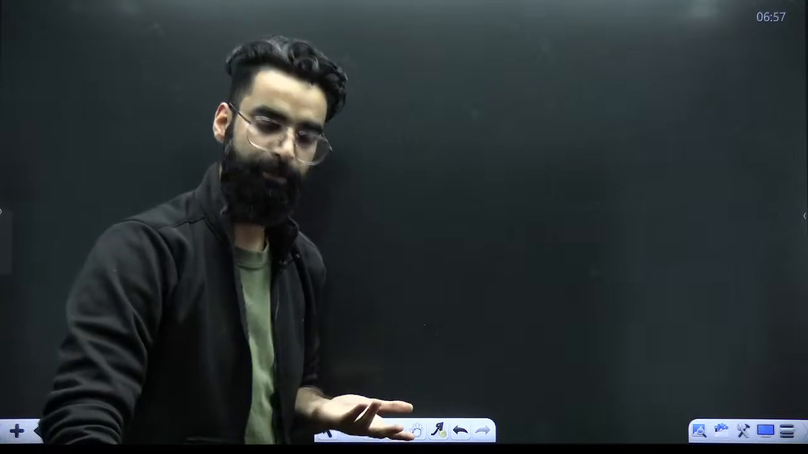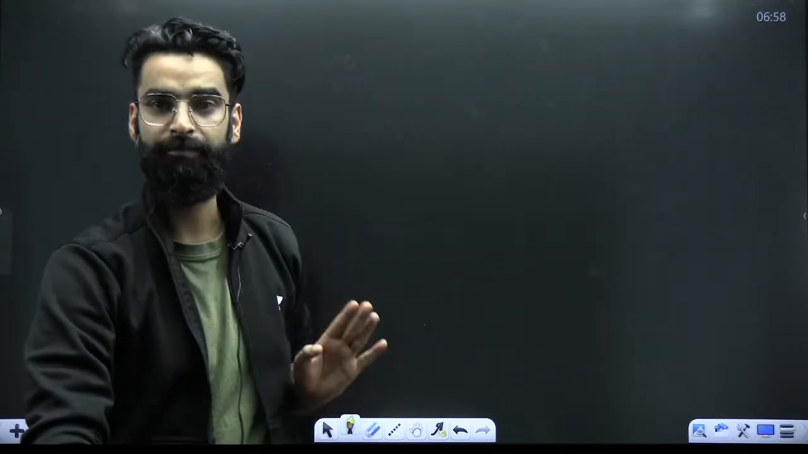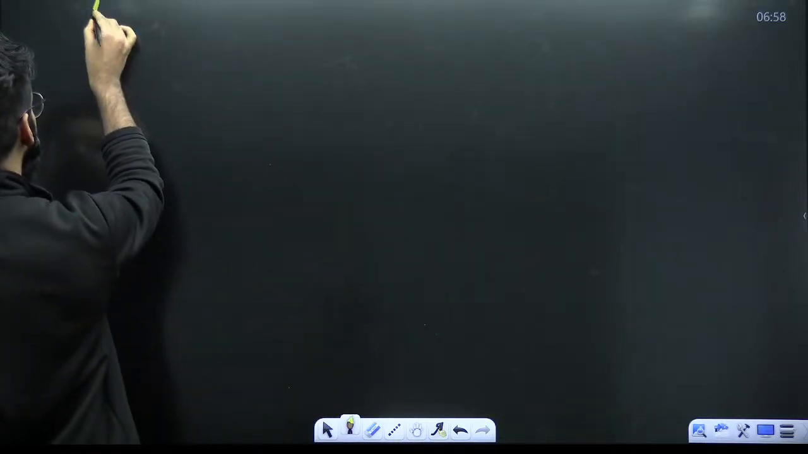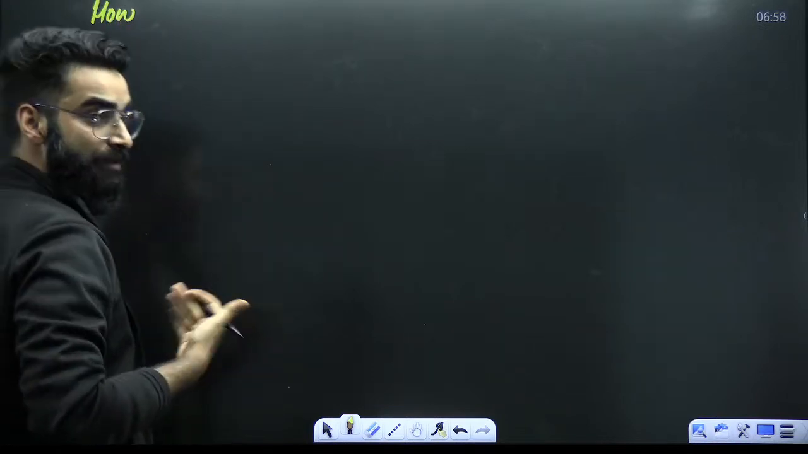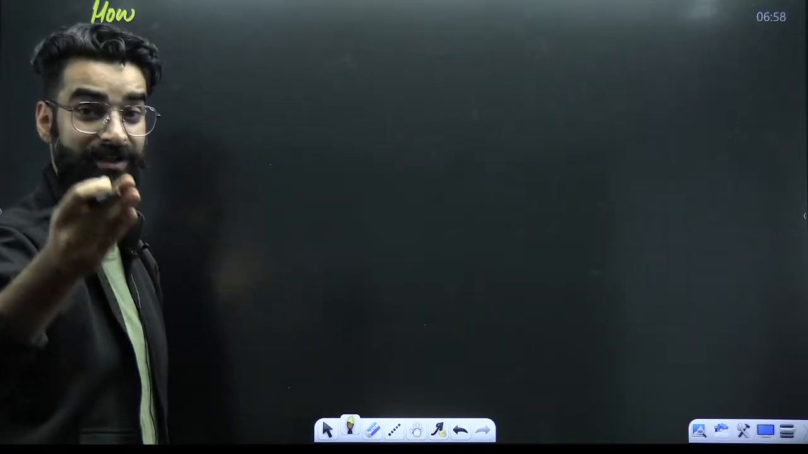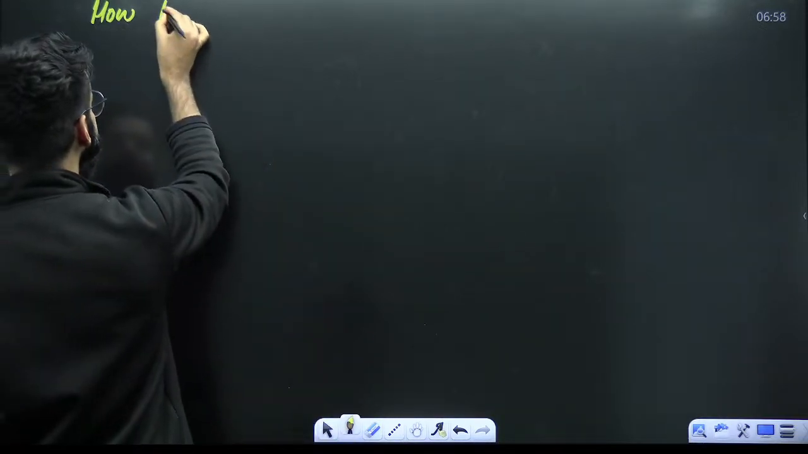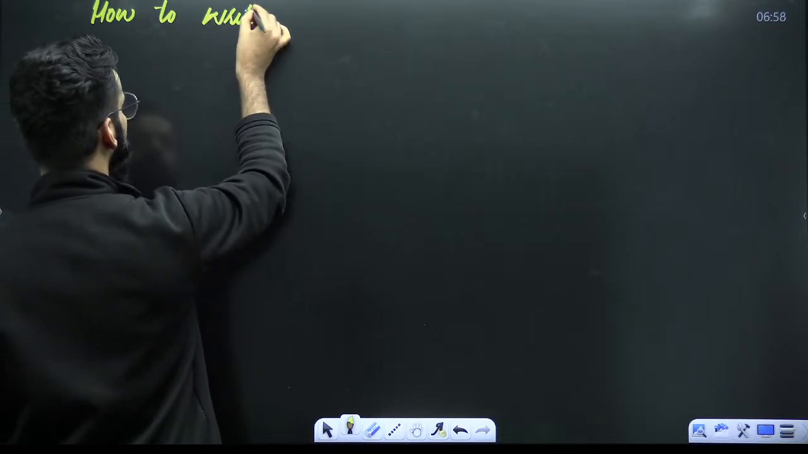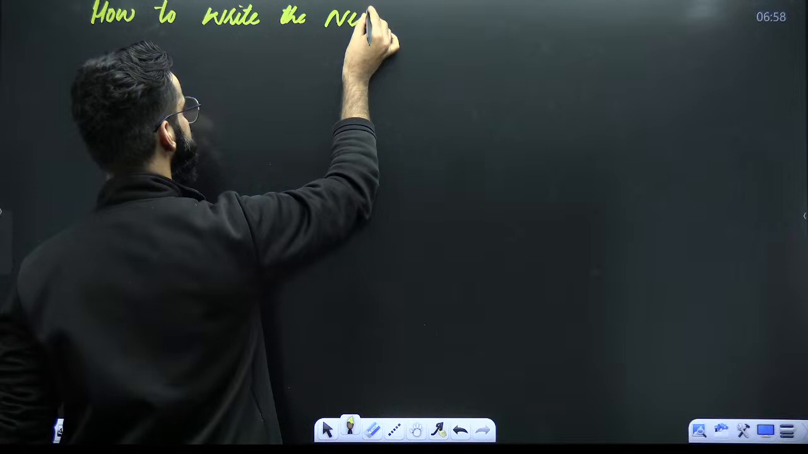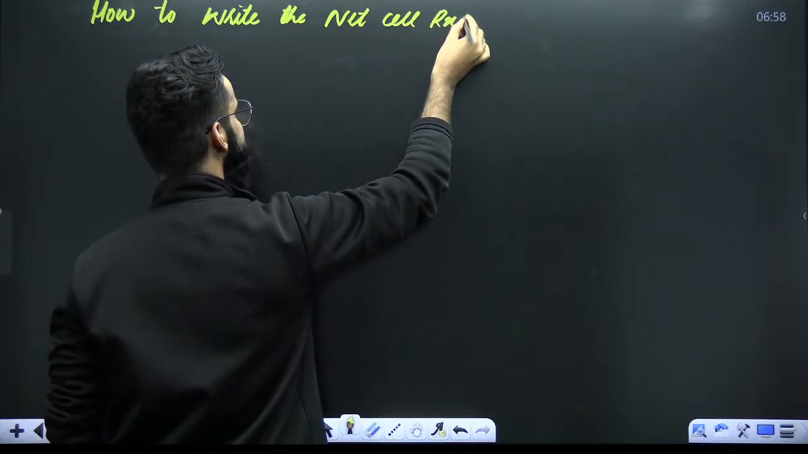Now comes the most important part. If the cell is given to you, after looking at the cell, how do you write the cell reaction? That is important, right? So mark the heading as how to write the cell reactions. This is the most important part over here, because afterwards, I'm going to teach you the Nernst equation. Nernst equation, you can only do if you understand this particular topic, right? How to write the net cell reaction.